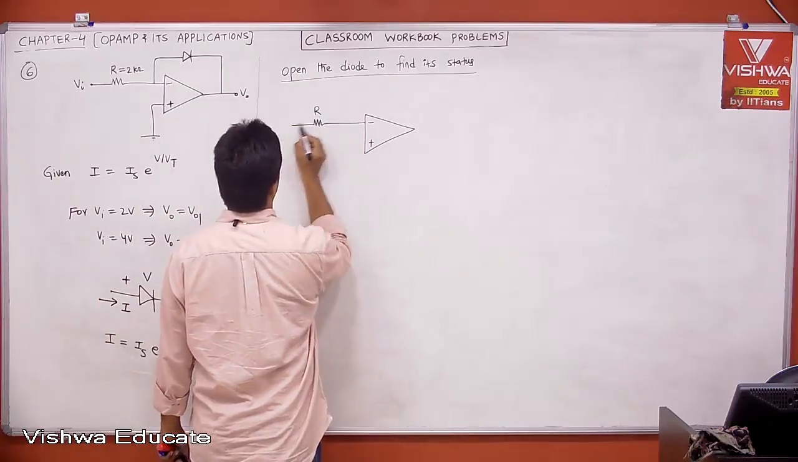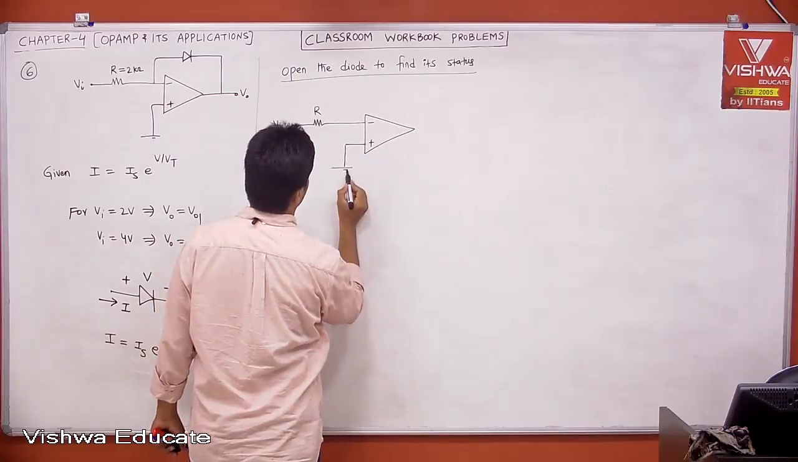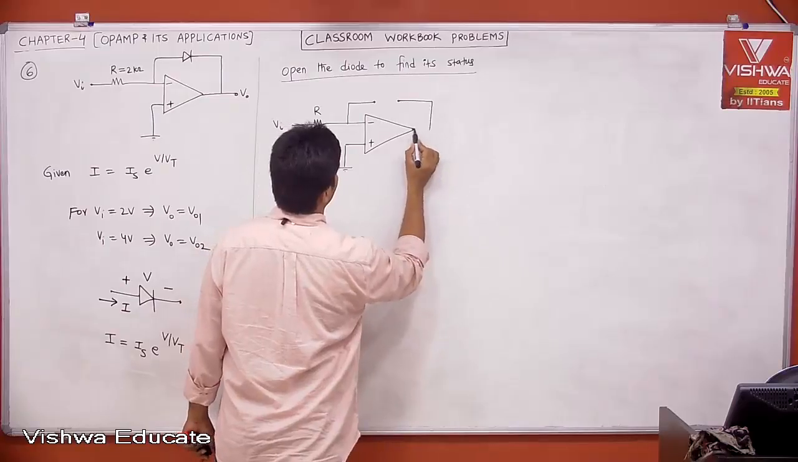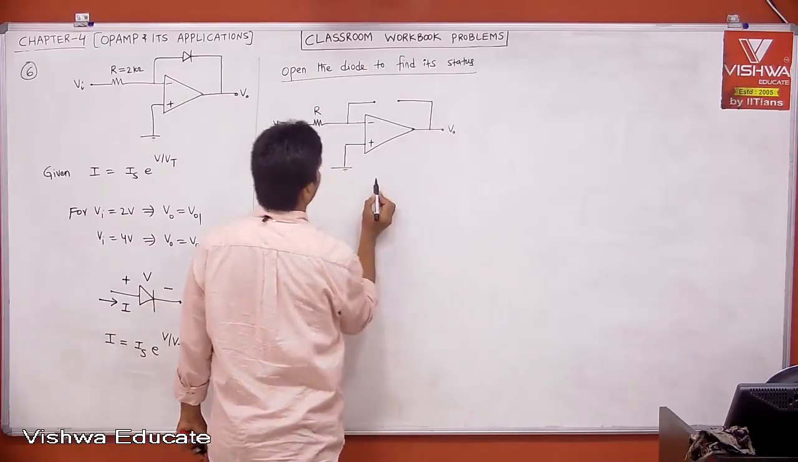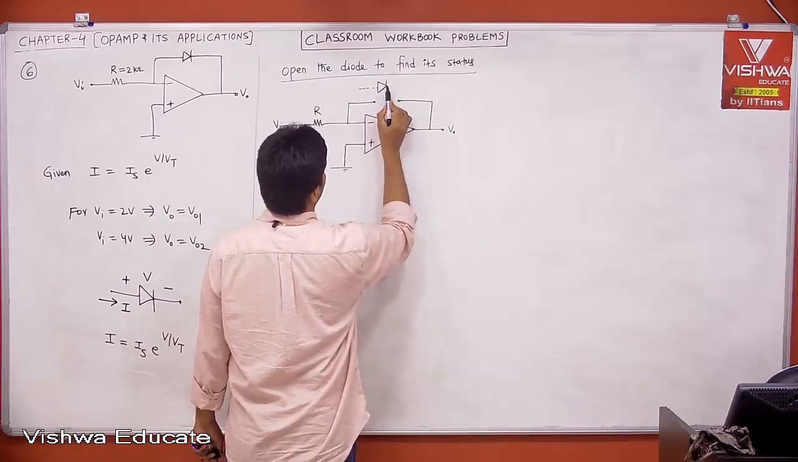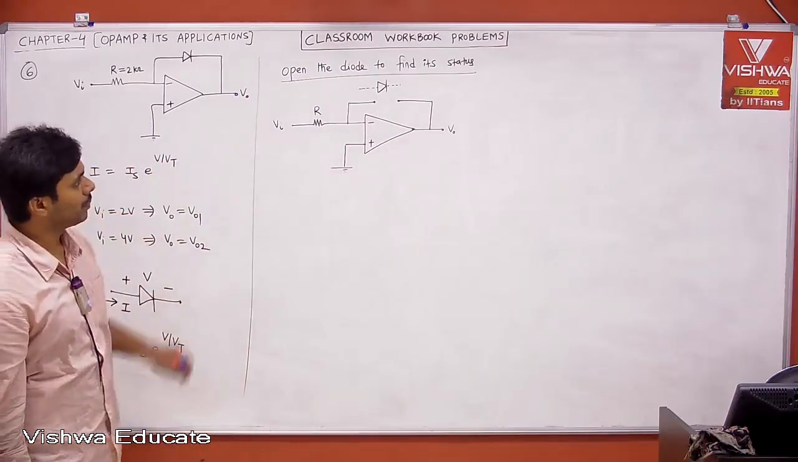this is your resistor and this is your VI. Okay. Now this is ground. Now your diode is open. Open the diode to find. Okay. Now, but bring back your diode. But the diode is seeing the voltage. Okay. This is your diode. But diode is not connected. But we opened the diode.